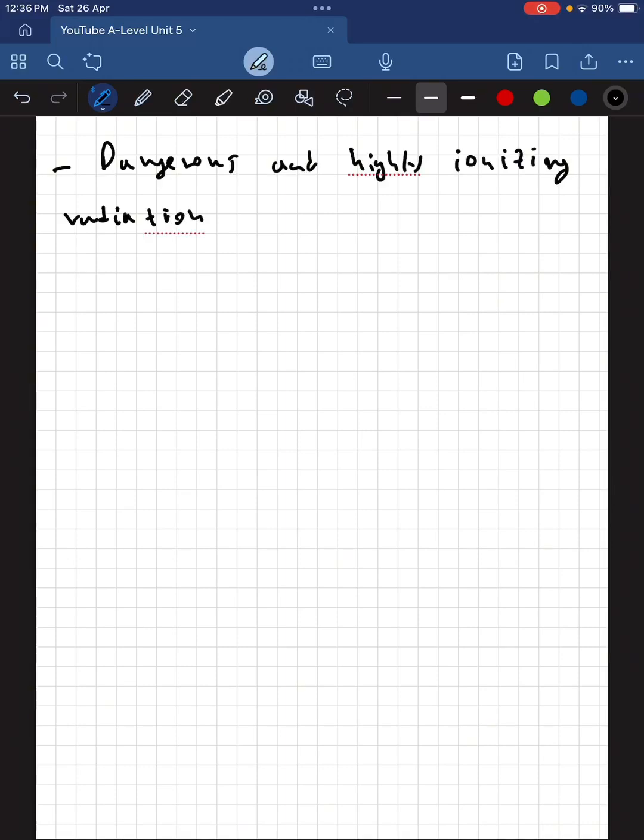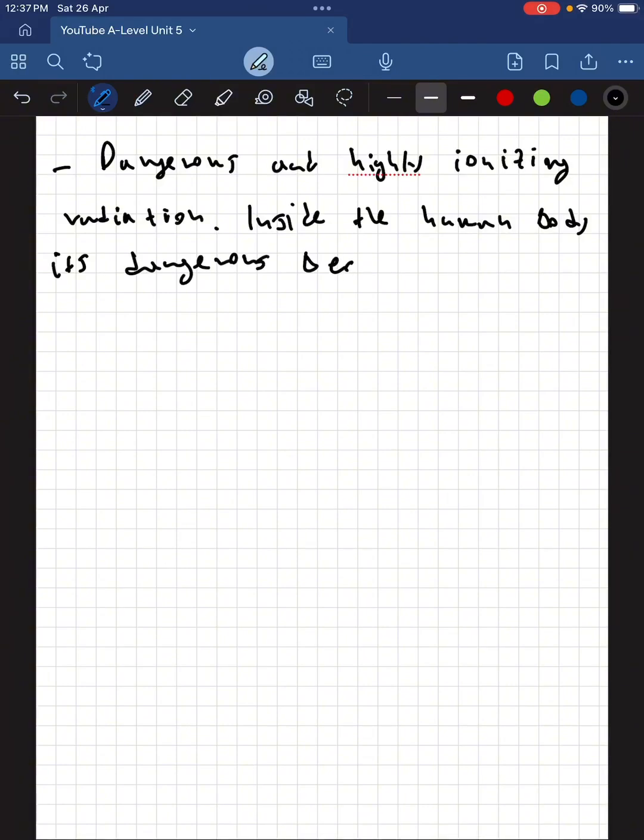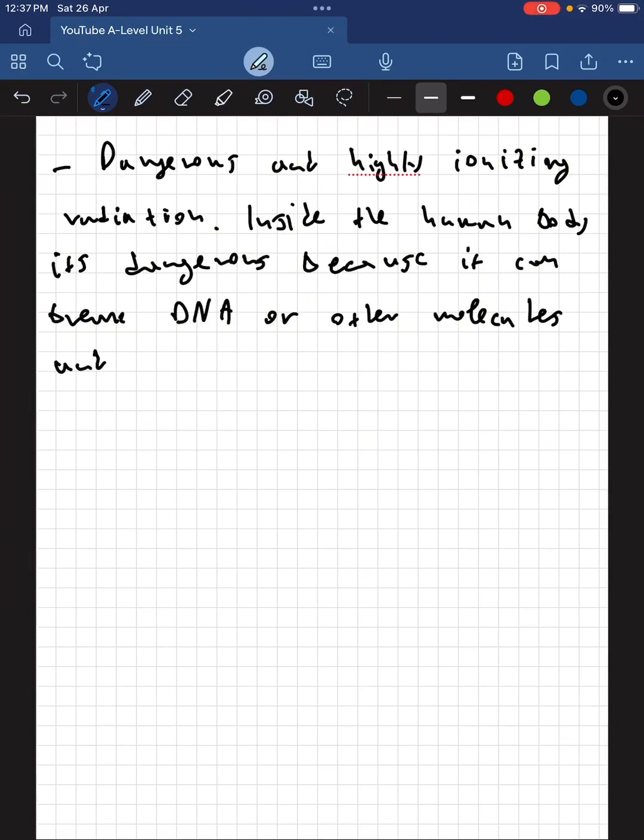This is due to its mass, because it's heavy, and it also has twice the charge of an electron, but in the positive sense. Okay, so it's dangerous, but when we say dangerous, it's dangerous inside the human body. It's dangerous because it can break DNA or other molecules and cause cancer.